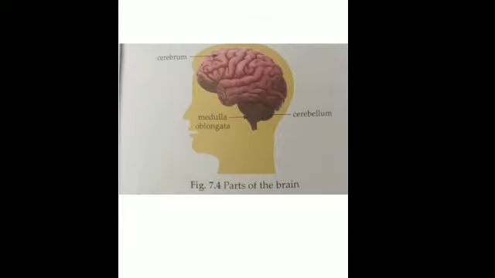Then exercise B. The question is, describe the structure of the brain and write the function of its parts. So first you will draw the diagram and then you will describe the functions of its parts, along with the structure of the brain. That is, the three parts you will label: cerebrum, cerebellum and medulla oblongata.